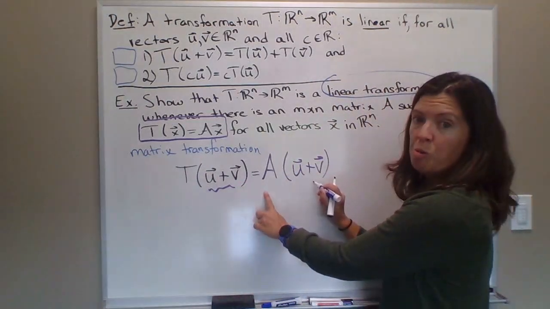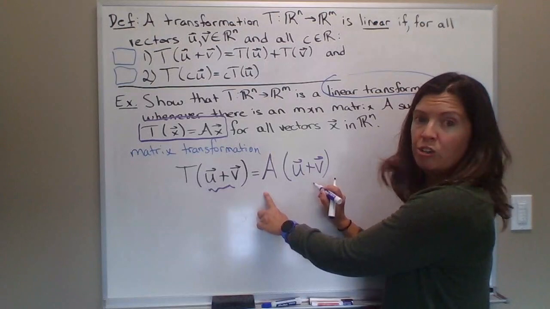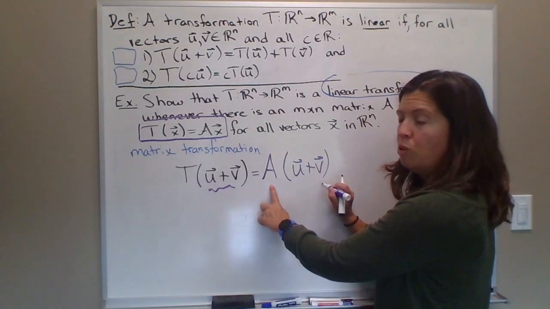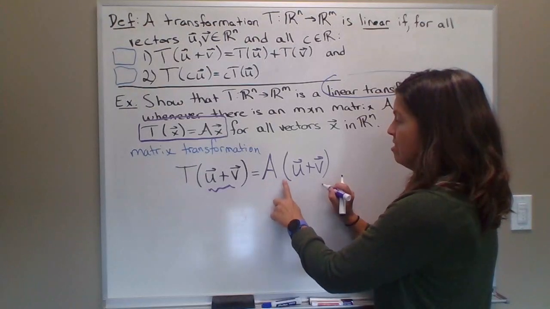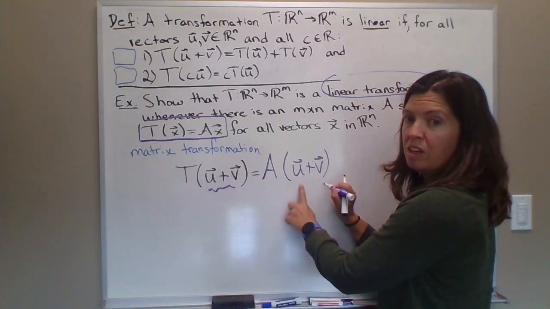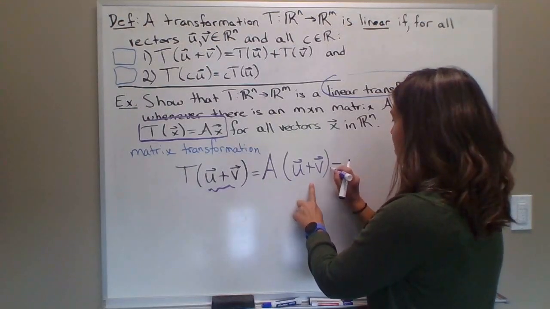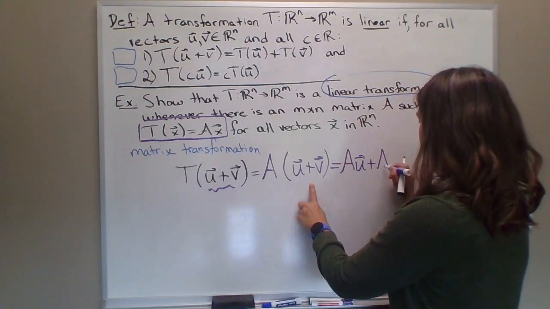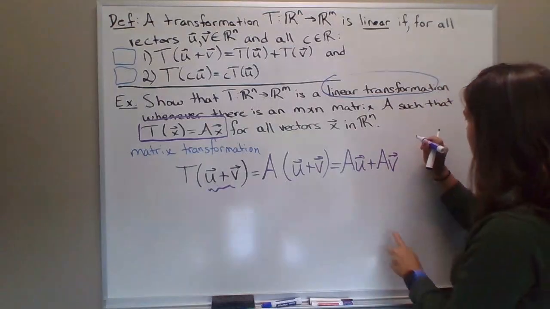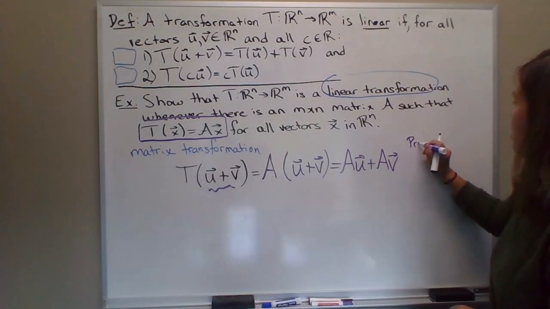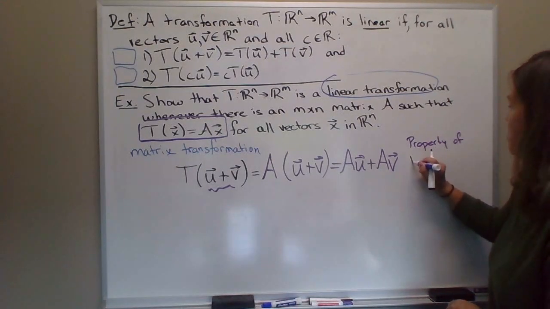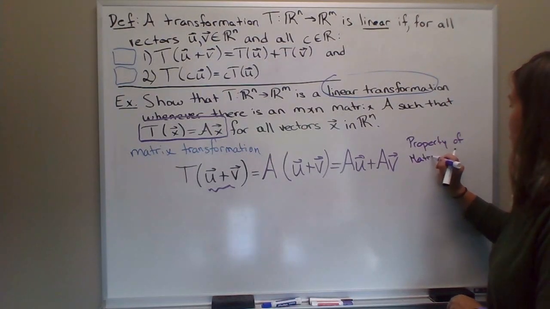And here's where the properties of the matrix vector product come in handy. If you look back at your properties from section 1.4, A times a sum, u plus v, for these are vectors in Rn, is equal to A times u plus A times v. This right here is a property of the matrix vector product.